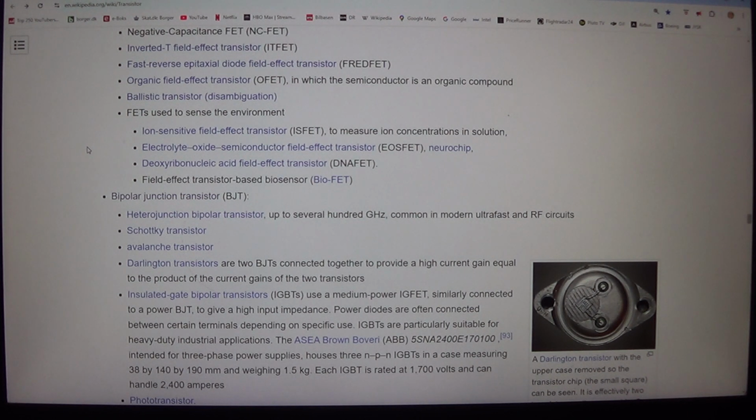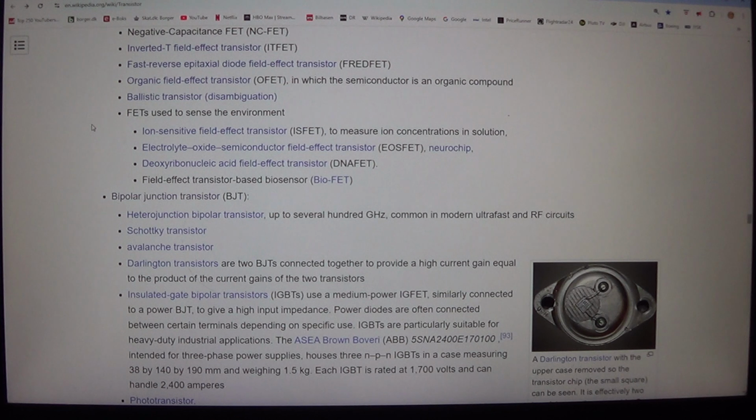6. Negative capacitance FET, NCFET. 7. Inverted T field effect transistor, ITFET. 8. Fast reverse epitaxial diode field effect transistor, FREDFET. 9. Organic field effect transistor, OFET, in which the semiconductor is an organic compound. 10. Ballistic transistor, disambiguation. 11.